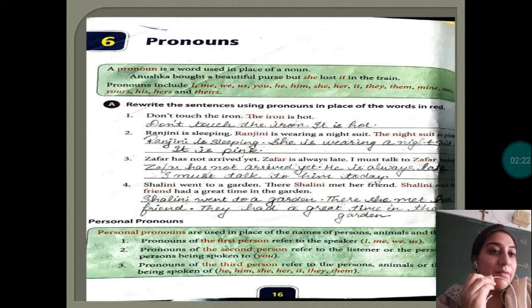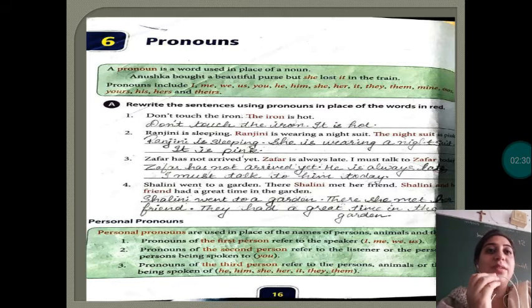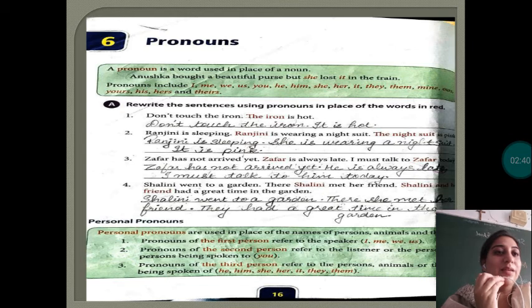Now the first page activity of your chapter. You have to rewrite the sentence using pronouns in place of the words in red. Students, just remember it: for things you use it, they, them, all of these. Now for persons you can use he, she, I, me, we. Okay, I hope you are clear with this.